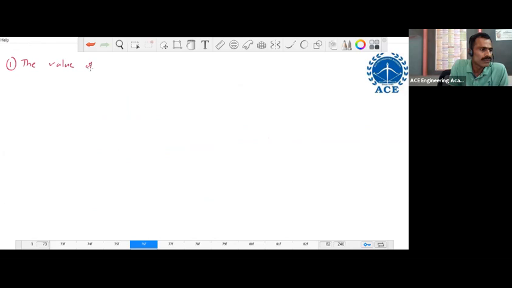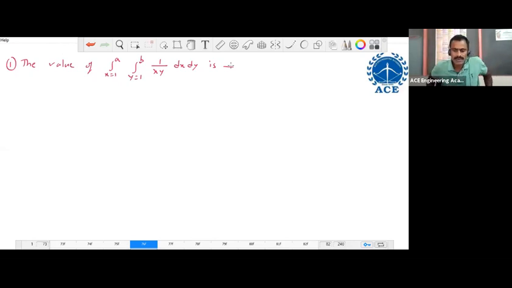The value of the integral, x equal to 1 to a, y equal to 1 to b, 1 by xy dx dy, is. Now it is a problem. In this problem, we are having an integral.